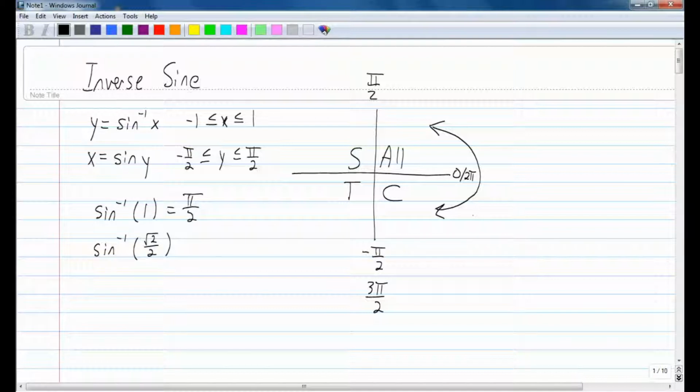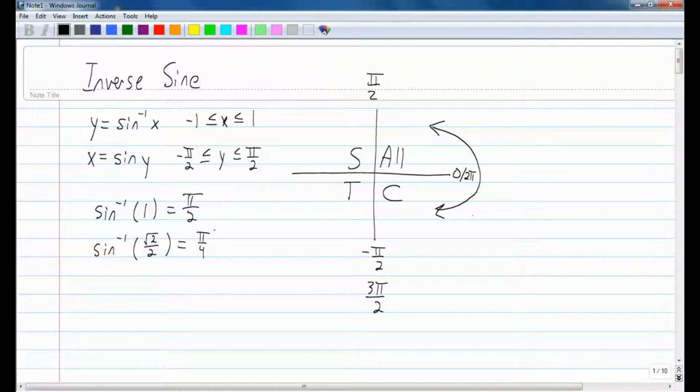Inverse sine of the square root of 2 over 2. I have to say to myself, the sine of what would give me a positive square root of 2 over 2? The sine of pi over 4 is a positive square root of 2 over 2. So the answer is pi over 4.